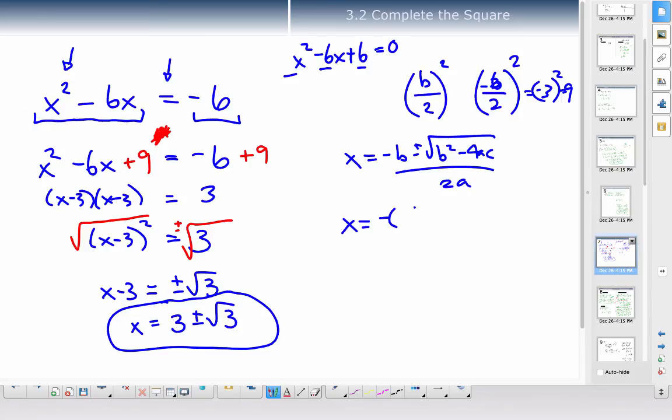And so then you would plug in all the values, and at the end you should come up with that exact thing. Okay, hope that helps.